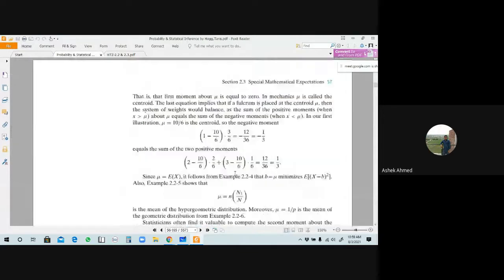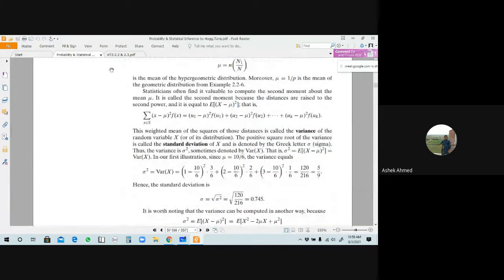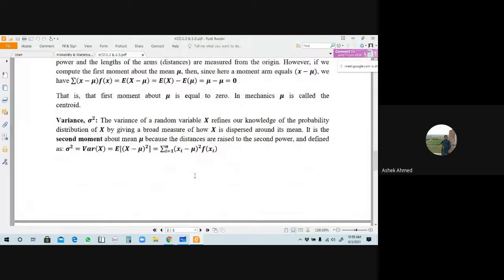I have already discussed this formula. Now we'll discuss variance. What is variance? The first moment about mean mu is equal to 0. This is the formula. In mechanics, mu is called the centroid. The variance of a random variable x refines our knowledge of the probability distribution of x by giving a broad measure of how x is dispersed around its mean.